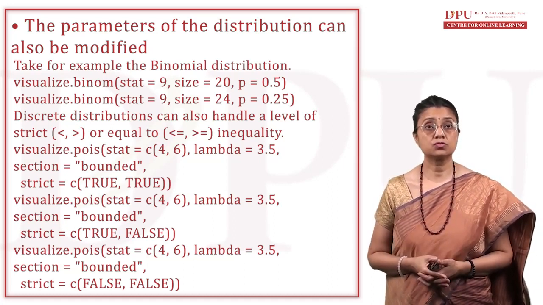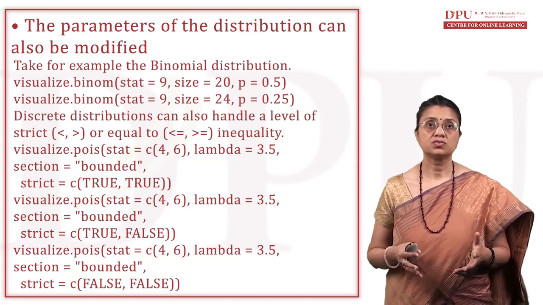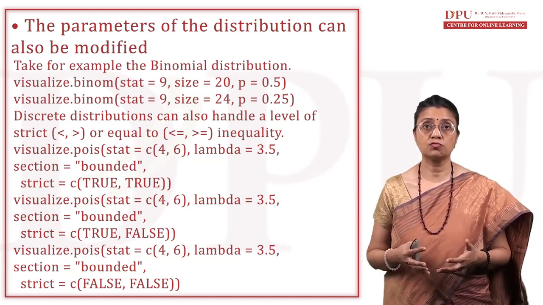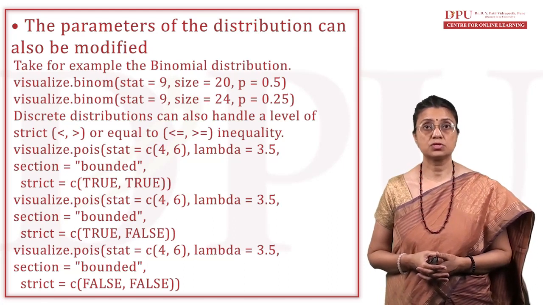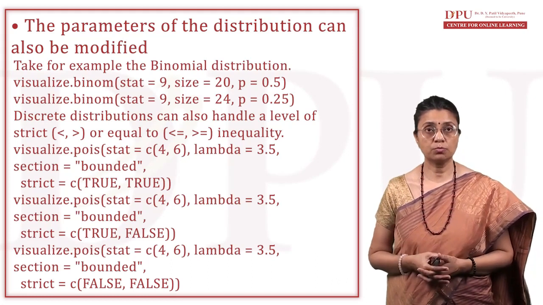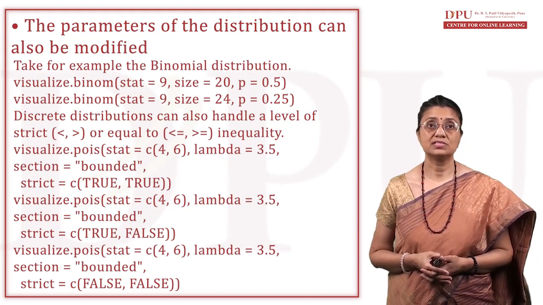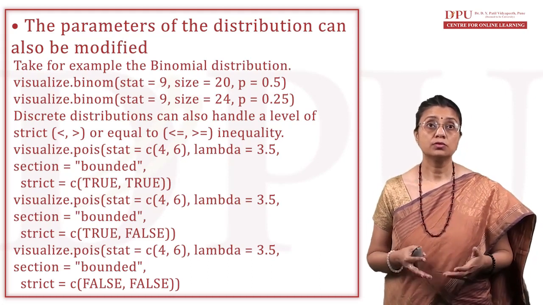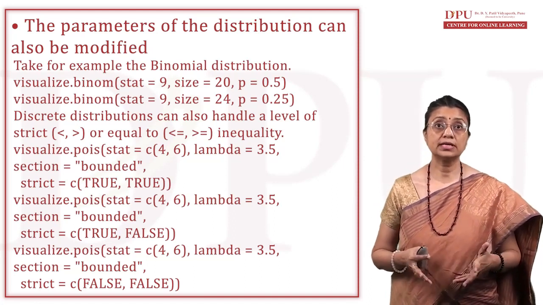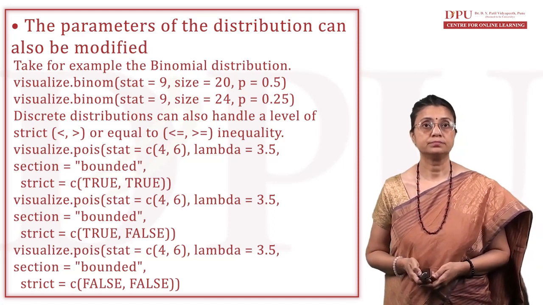visualize.pois(stat = c(4, 6), lambda = 3.5, section = "bounded", strict = c(TRUE, TRUE)). Then visualize.pois(stat = c(4, 6), lambda = 3.5, section = "bounded", strict = c(TRUE, FALSE)). Then visualize.pois(stat = c(4, 6), lambda = 3.5, section = "bounded"), where strict is passed as FALSE, FALSE. That is how I am creating discrete distributions.